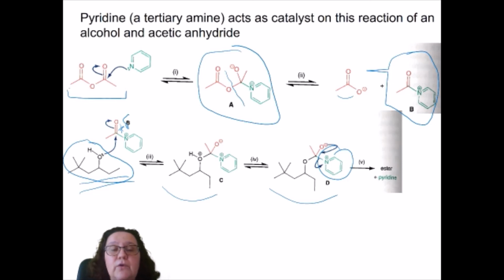It can go on and react with another molecule of acetic anhydride, and you have formed the final compound, which would be, well, in this case, the product of the reaction of the alcohol that you have used and the acetic anhydride. And that would be your final product.